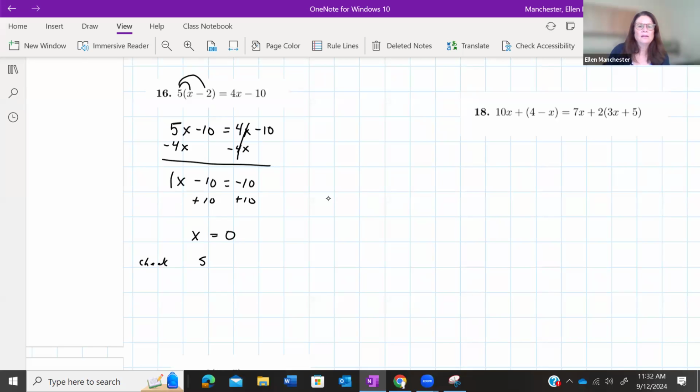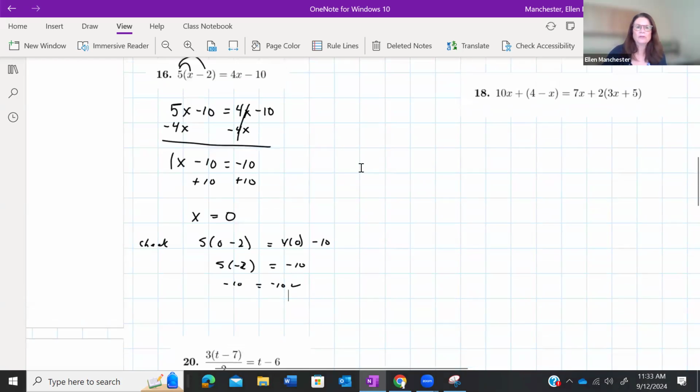And then to check it, I always want to make sure that I have it right. I have 5 times 0 minus 2, so 5 times negative 2. 4 times 0 is 0, minus 10 is negative 10, so we have negative 10 equals negative 10. It checks. Okay, and again, you can do this mentally.